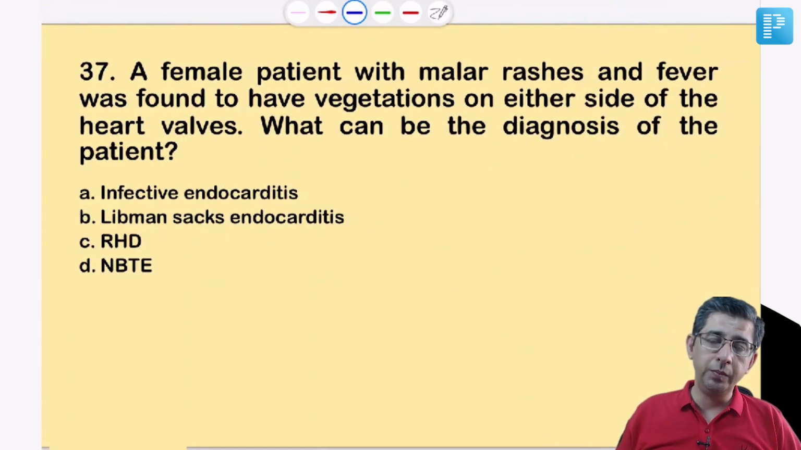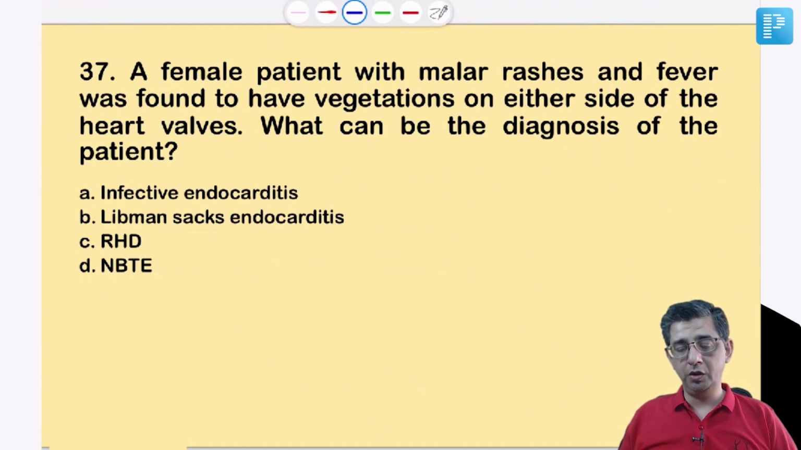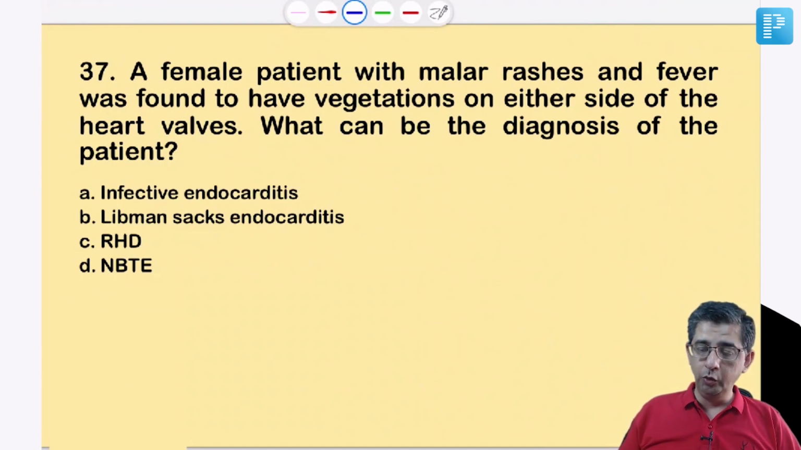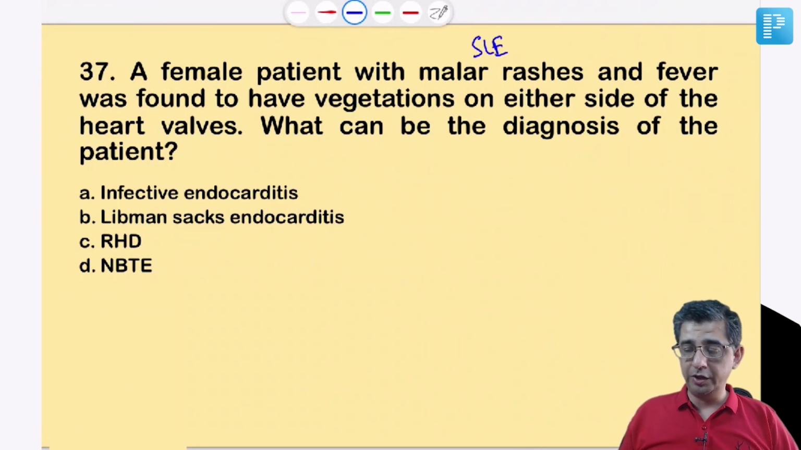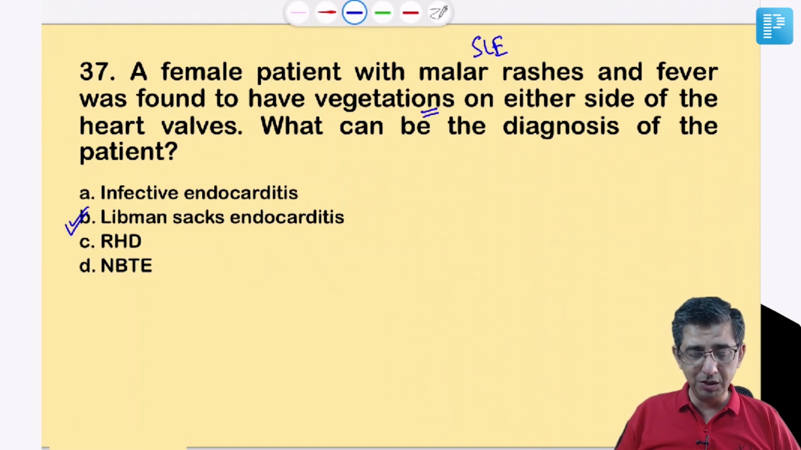37 is an overlap between medicine and pathology. A female with malar rashes is having vegetations on either side of the heart valves. The moment you read malar rashes, you are thinking in terms of SLE. And because of vegetations on either side, we are talking about the cardiac manifestations of SLE, that is Libman-Sacks endocarditis. So the diagnosis is relatively easy.